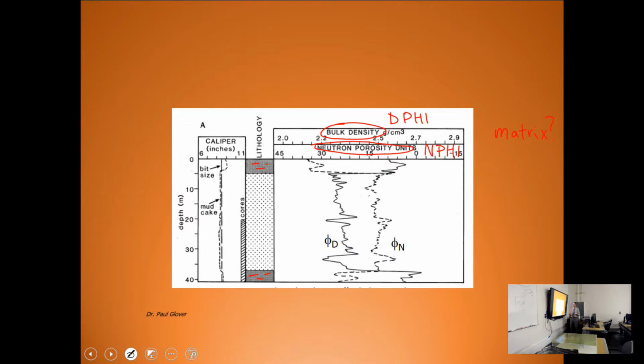Okay. So can you explain the log? Or just what do you see? We got them labeled here. So here's density porosity. The dash is neutron porosity. What's the first thing you notice? Crossover. Well, yeah, they're not the same.